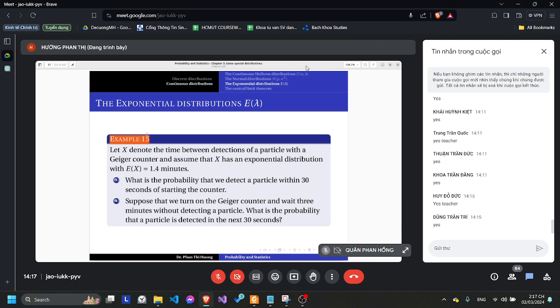Example 15. Again, a few minutes for you. Three minutes for you. Read the example and give me your answer in the chat box.